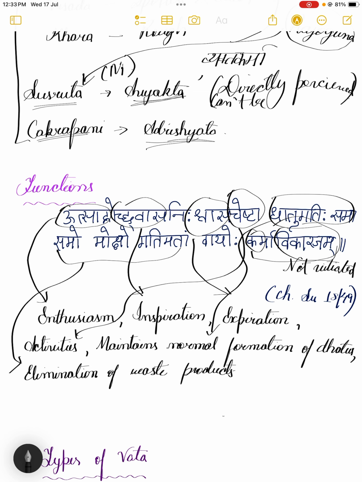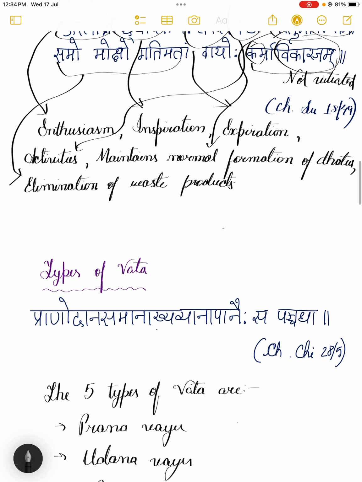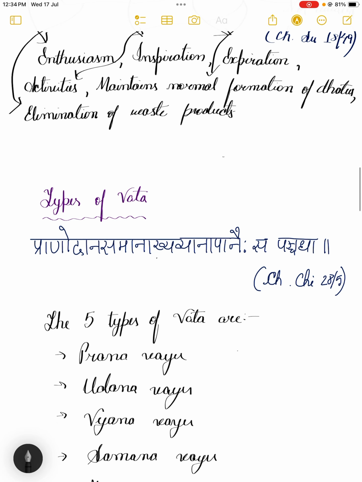This is very important. Acharya Vagbhat has also mentioned the functions of Vata Dosh, and those are exactly similar to that of Acharya Charak. So we are not studying that separately. Now, lastly, let's know about the types of Vata.